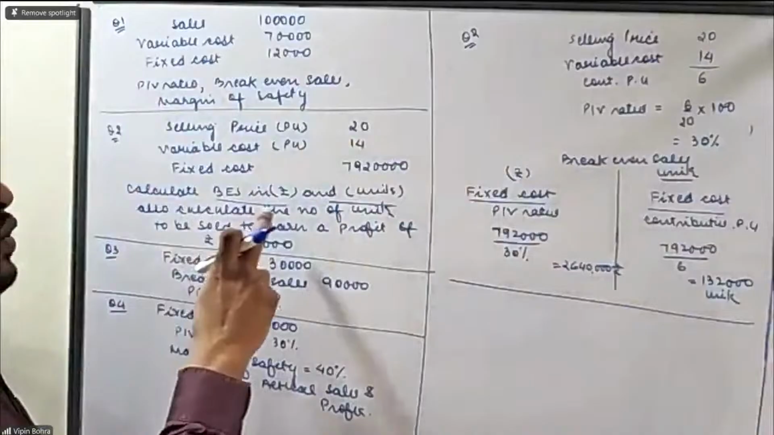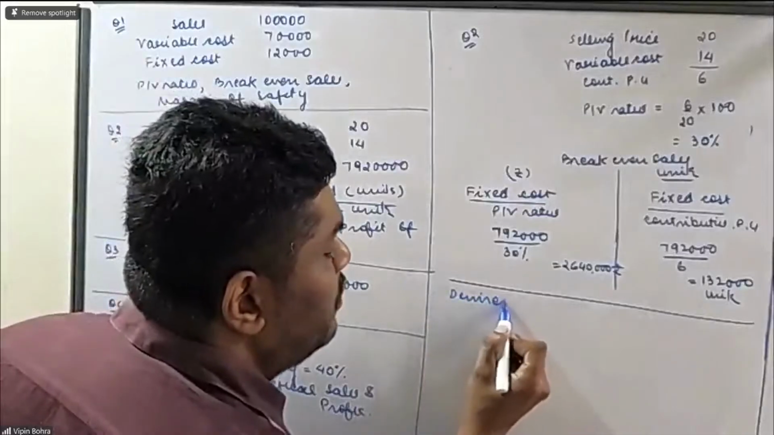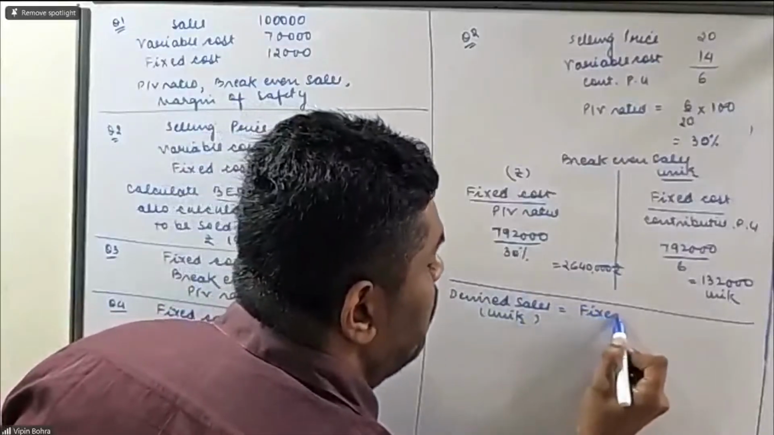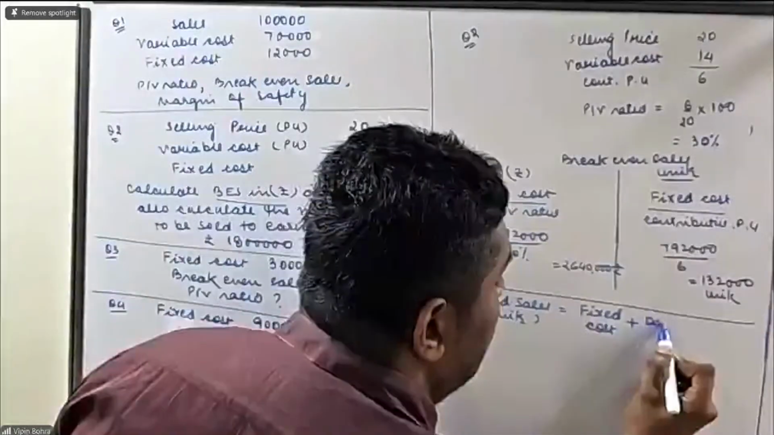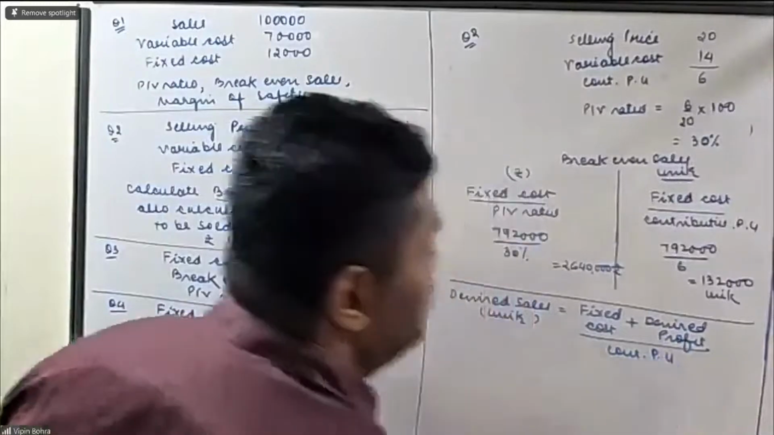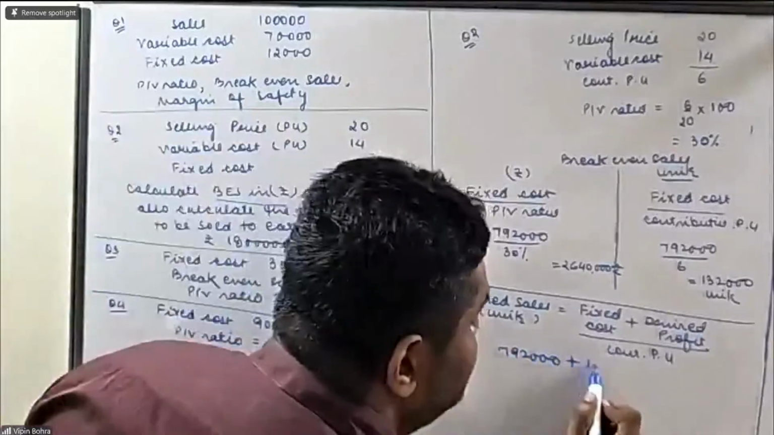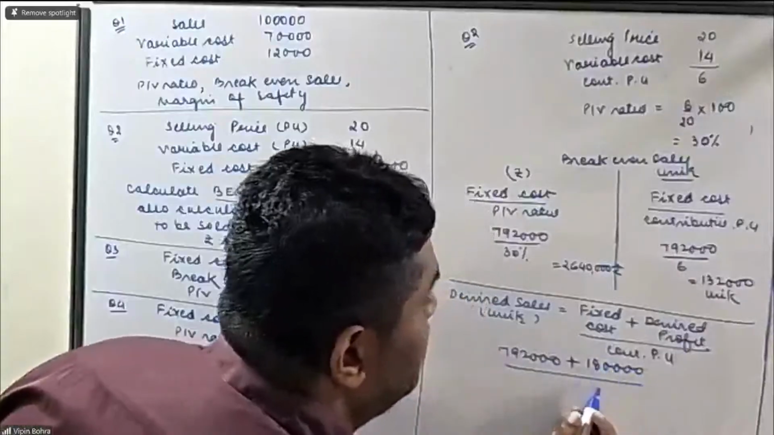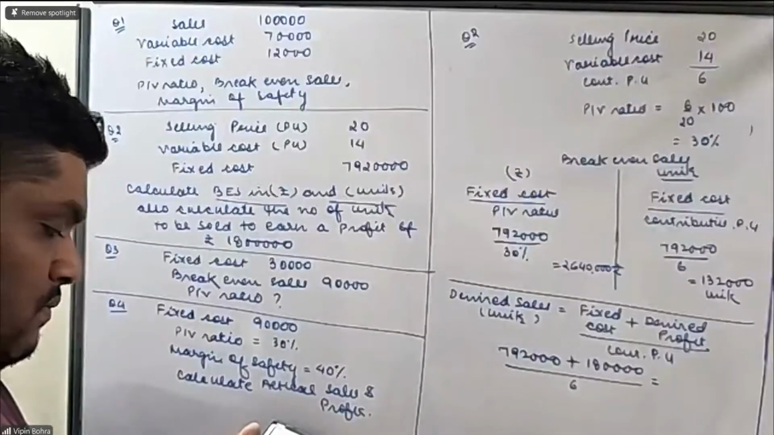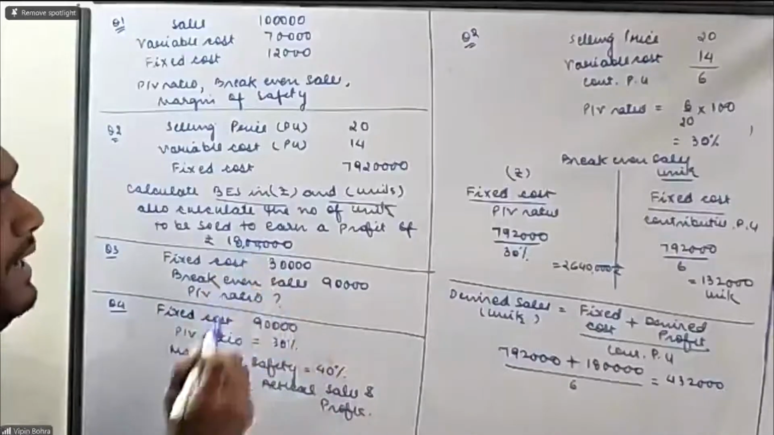Next, calculate the number of units to be sold to earn a profit of 18 lakh. So we have to calculate only units. So desired sales in units is fixed cost plus desired profit divided by contribution per unit. My fixed cost is 7,92,000. My desired profit is 18 lakh divided by contribution per unit is 6. So this will be 4,32,000. It is 18 lakh.